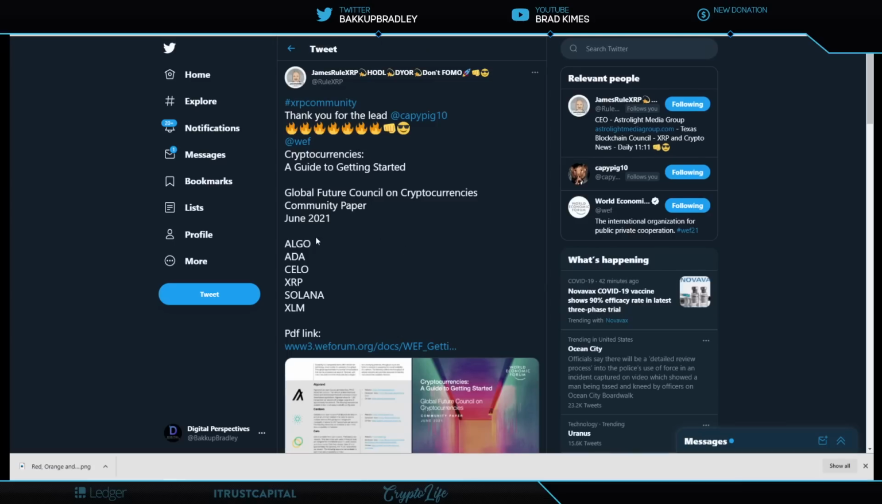And I was happy to find out that out of all of these tokens that the World Economic Forum was touting, I hold 4 out of the 6 that are mentioned. I got Algo, ADA, XRP, and XLM. Now, I'm not giving financial advice. None of this is financial advice, but I just want to be full disclosure and share that information.